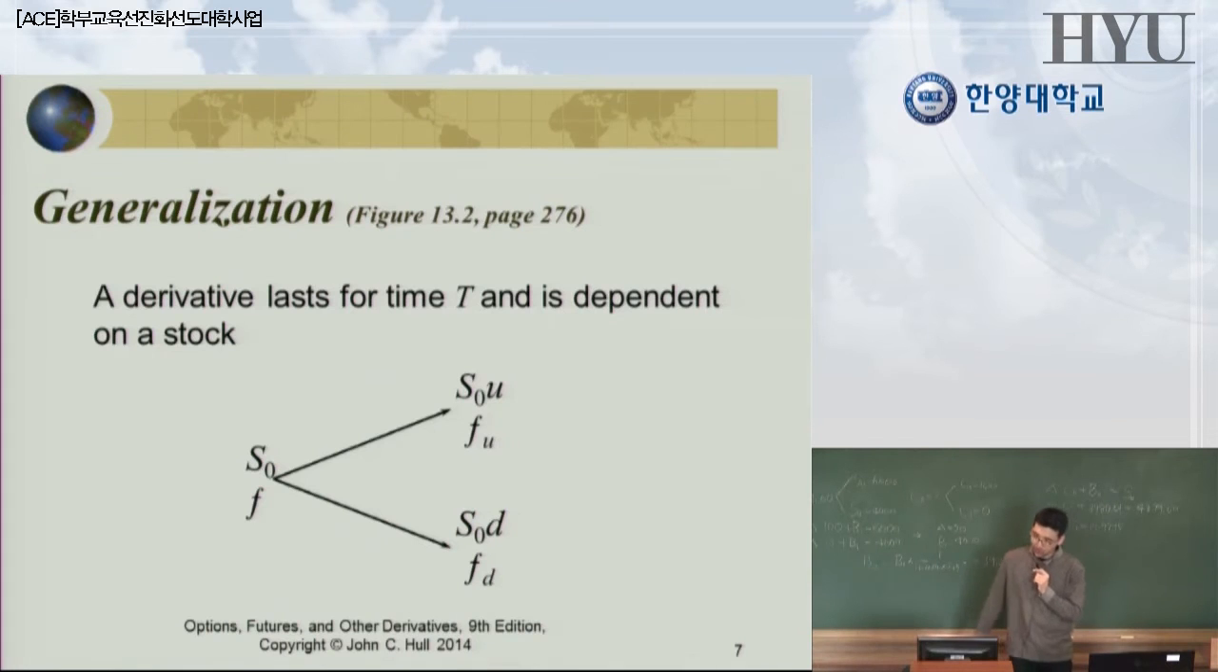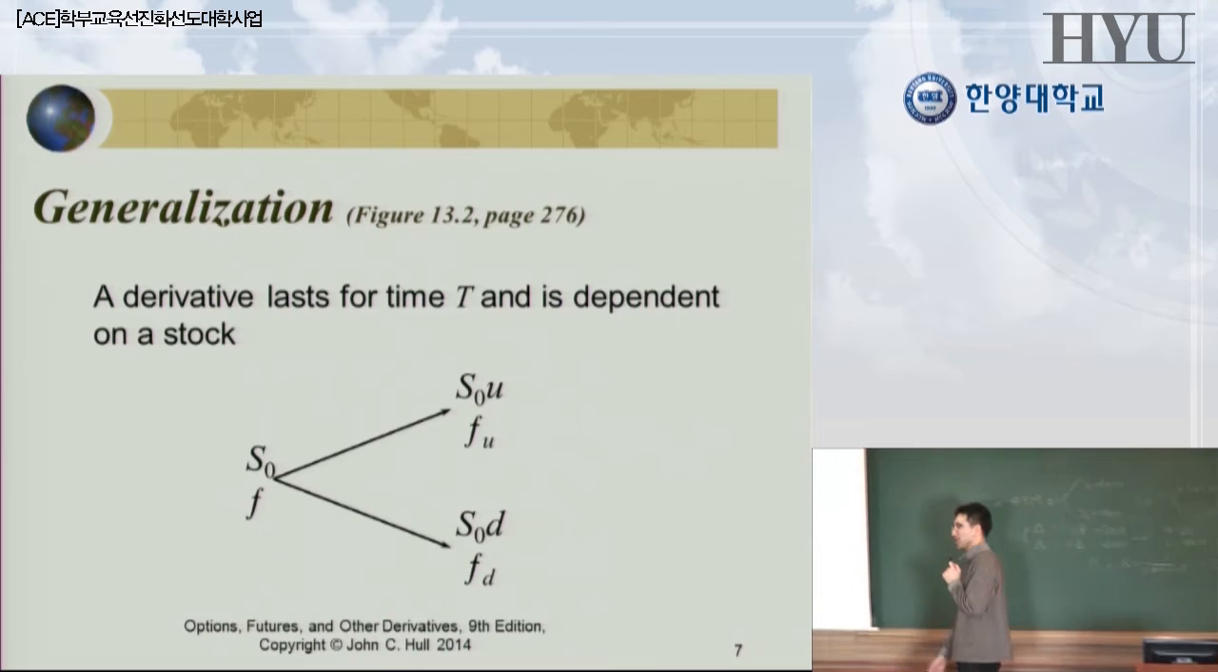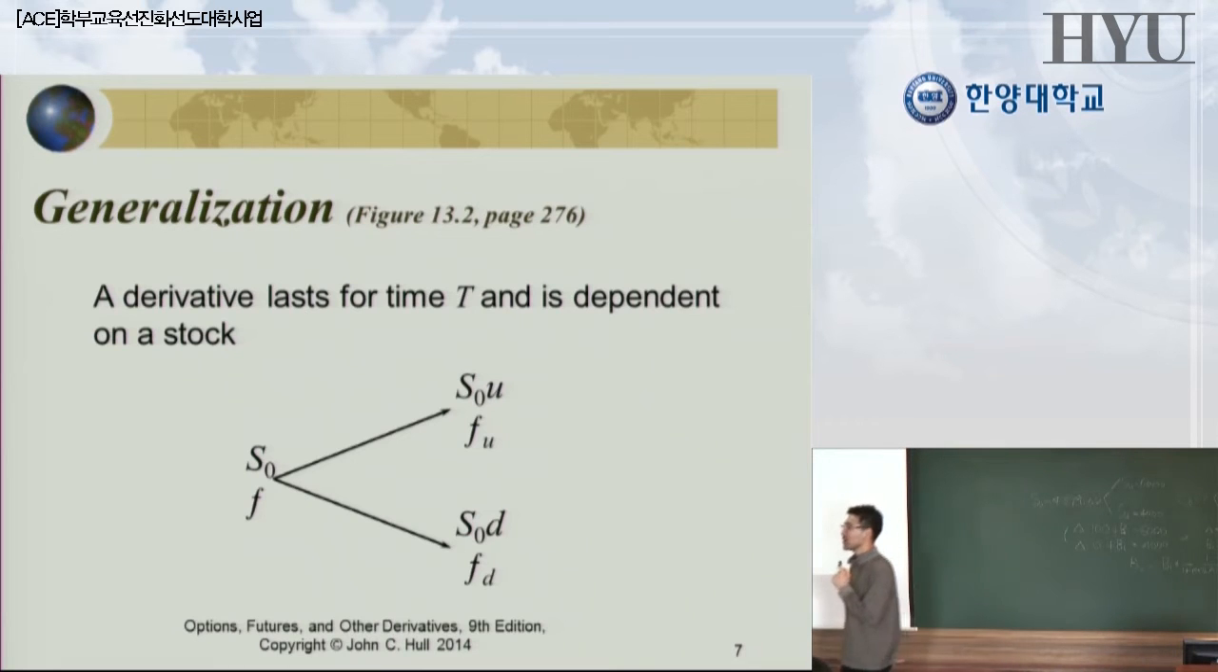So let's go to the generalization. Generalized derivative pricing in a one-step binomial tree. Suppose a derivative lasts for time t and is dependent on the stock. It is the definition of a derivative. The stock is the underlying asset, and the value of the derivative should be derived from the underlying asset. Therefore, it should be a function of the stock. So that's the definition of a derivative.